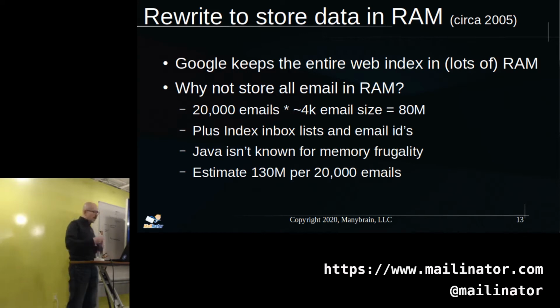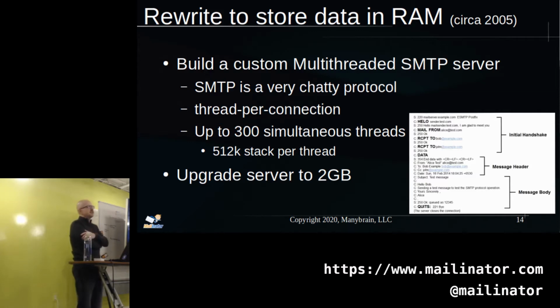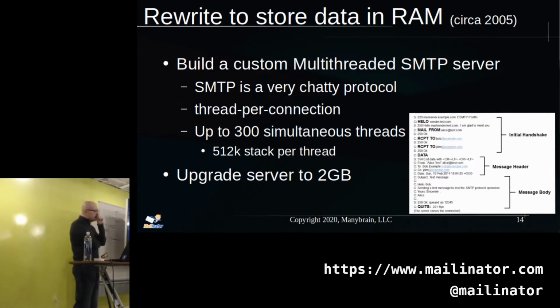So I went out and built a custom multi-threaded SMTP server. Thread per connection SMTP server. I've had many years of discussions with people about synchronous versus asynchronous I/O. This is a completely synchronous system, and I've had a grand time tuning it the entire time. SMTP is a ridiculously chatty protocol.